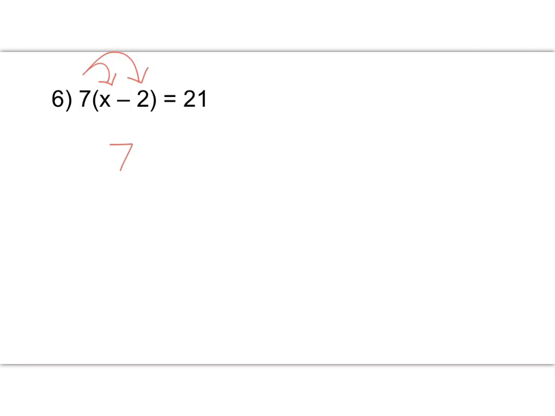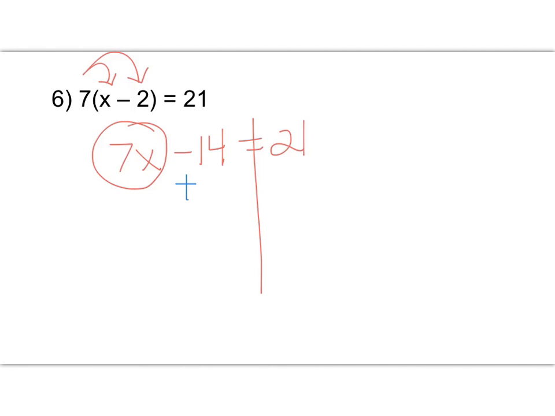7 times x is 7x, 7 times negative 2 is negative 14, is equal to 21, and now I've got to work to get 7x by itself. I'm going to draw my river, circle my 7x, got to get rid of negative 14. The inverse of that is positive 14, and if I do that to the left, I've got to do that to the right. Now these cancel out.